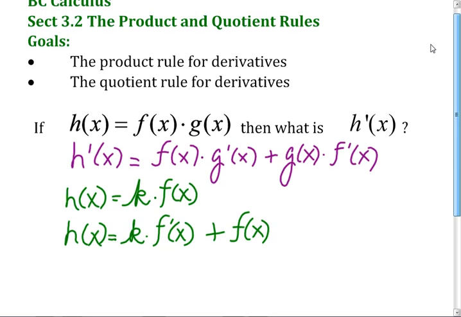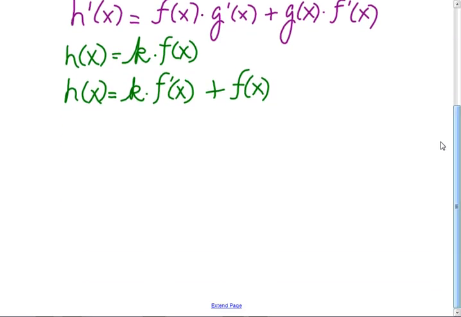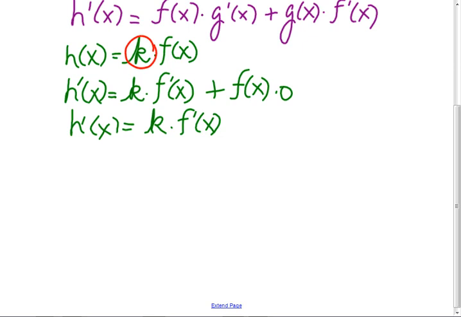This is what we didn't do. I didn't get to it. Okay, so that's times 0. So if you have a constant here, this should be a prime. So h prime of x is equal to the constant times f prime of x. It's the same as taking this constant out of the derivative operator.